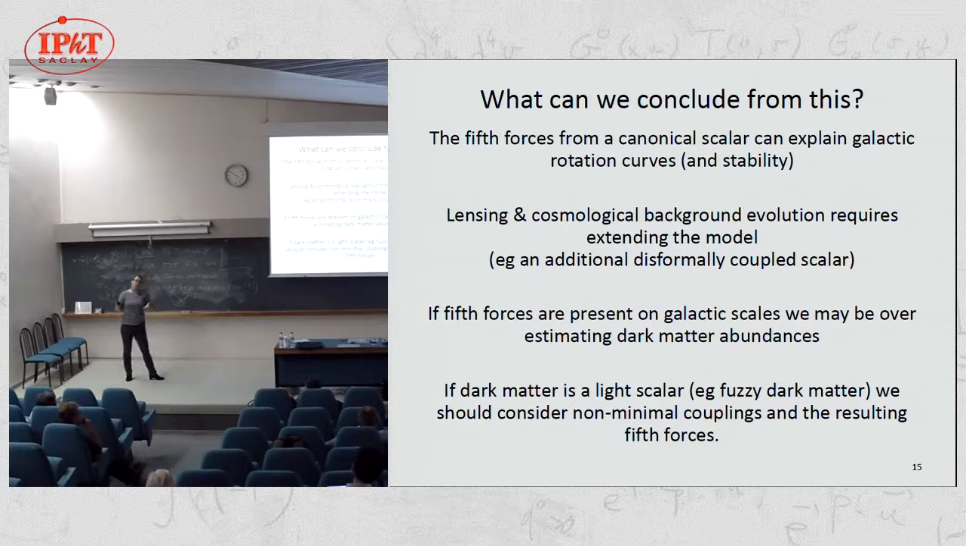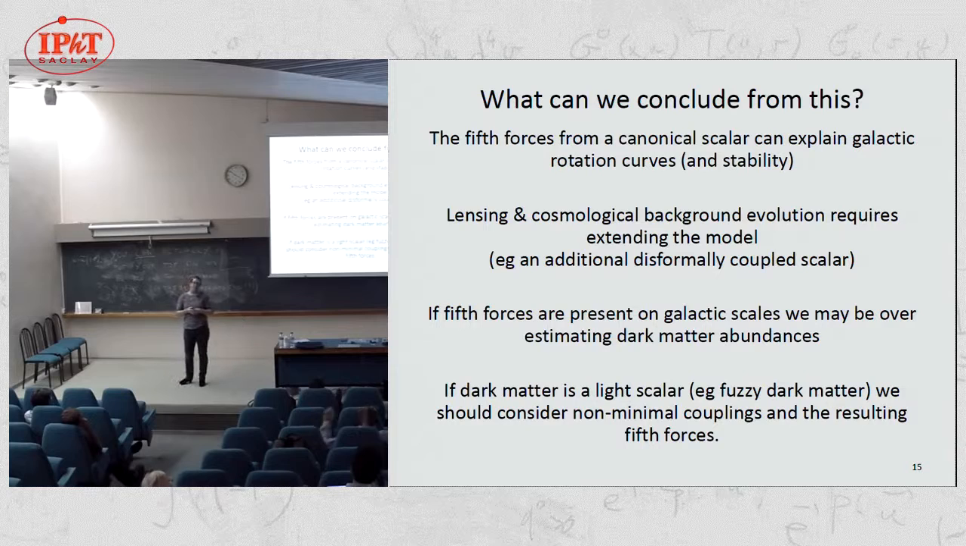If we wanted to go further and see how far you can go with this kind of fifth force model, obviously then we need to look at the other data sets. I think it's clear that you can't, just with this model alone, explain the lensing, because this is a conformally coupled scalar field, so it doesn't have strong effects on photons. But following a paper by Justin Curry, we think that if you add in an additional disformally coupled scalar, then potentially you might be able to explain the lensing and the cosmological background evolution.